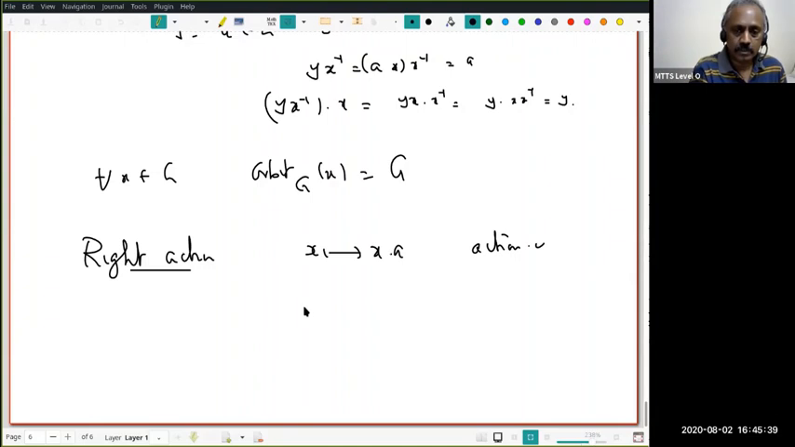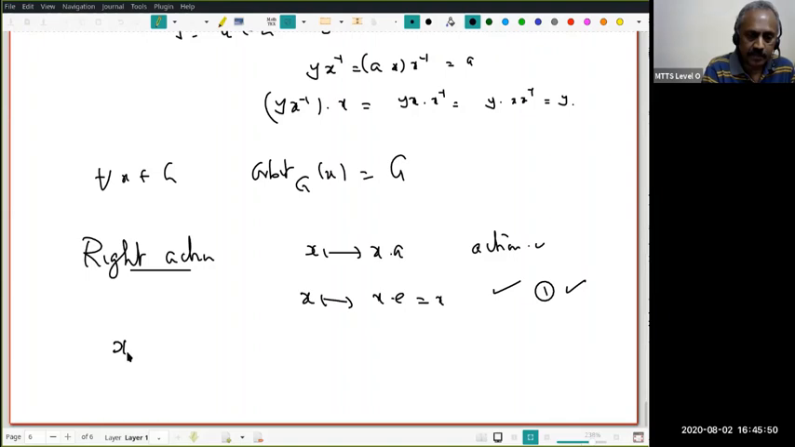Now, what happens to x going to x dot E, which is equal to x? Therefore, the first condition is satisfied. Now, let's look at the second condition. Under A, where will x go to? It will go to x times A. Under B, where will xA go to? It will go to xA times B, which is xAB. Make sure you understand.